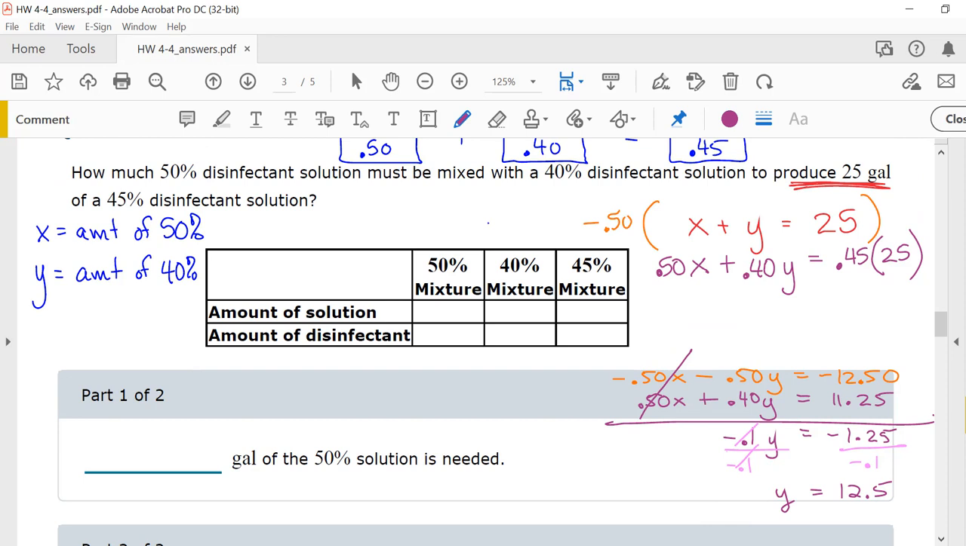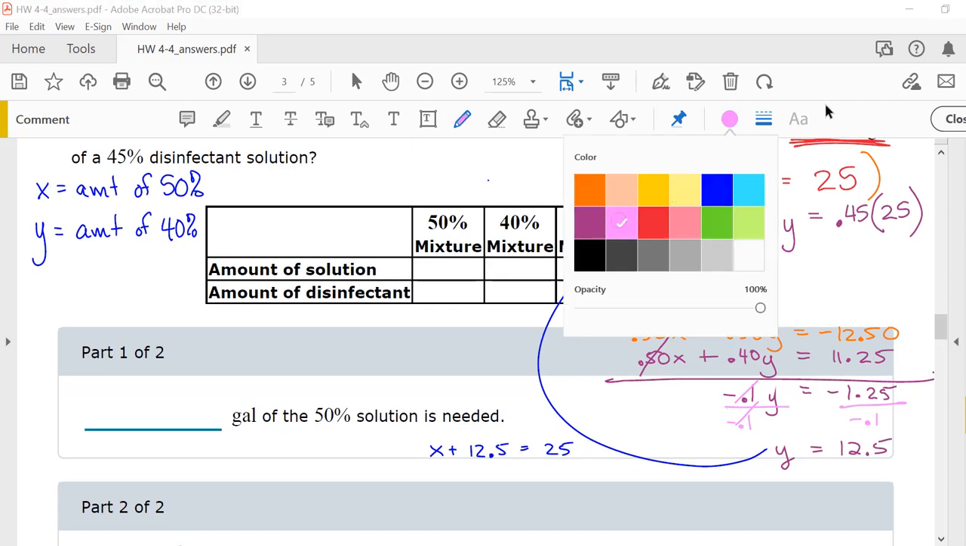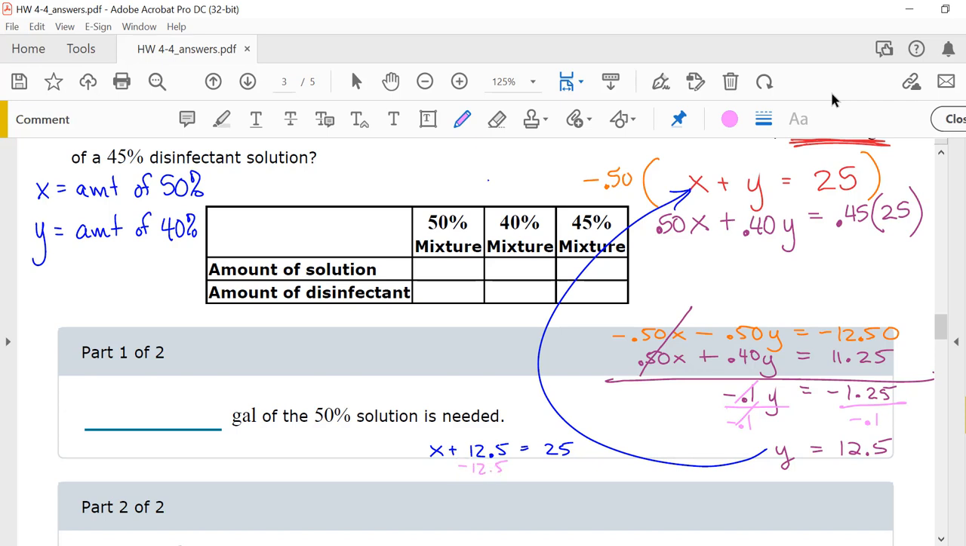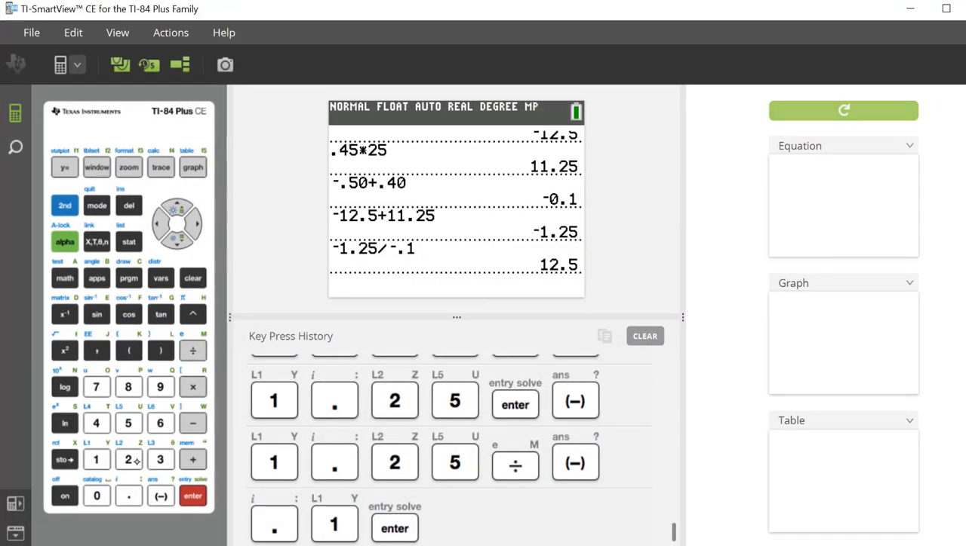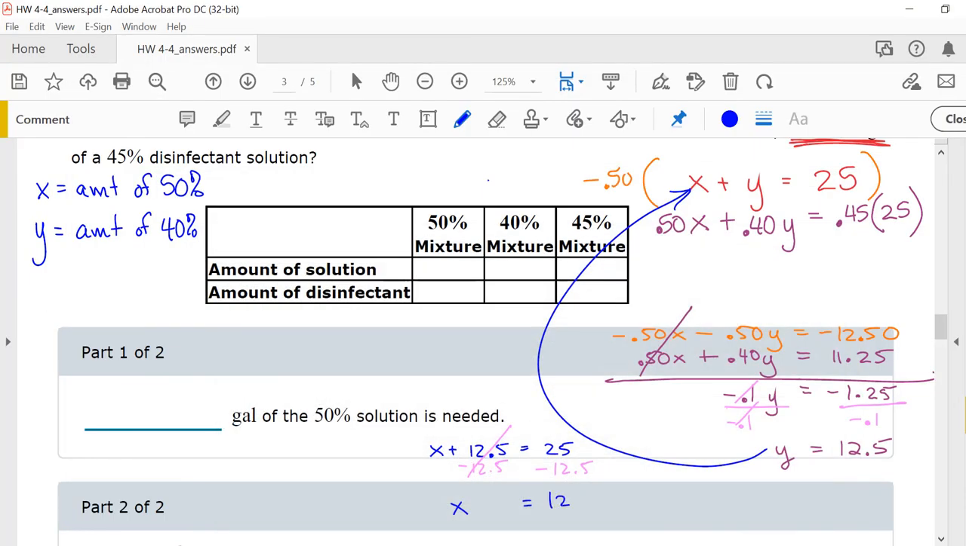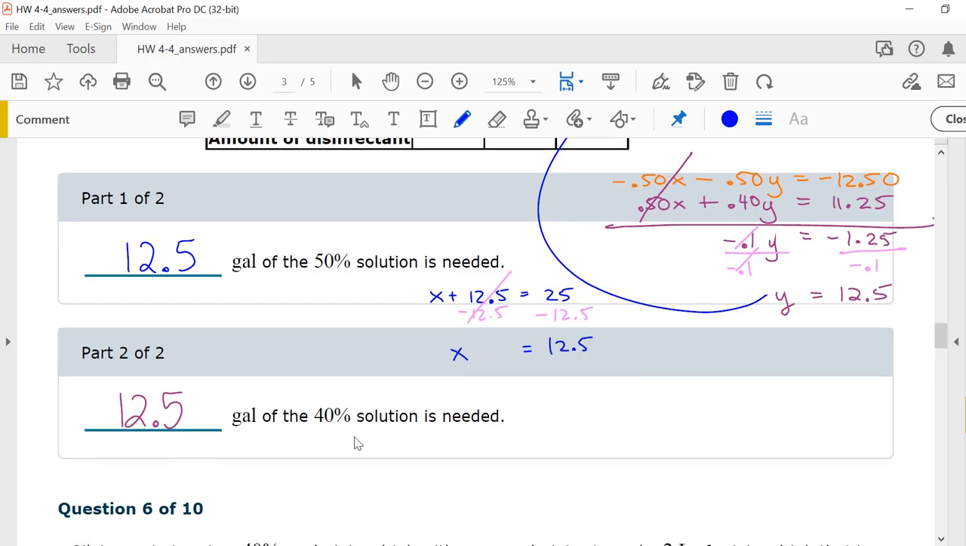I knew that I needed 25 gallons total. So I'm going to plug that back into this equation. X plus 12.5 equals 25. Subtracting 12.5 from both sides, I get X equals 25 minus 12.5, which is 12.5. So I need 12.5 gallons of the 50% solution and 12.5 gallons of the 40% solution.